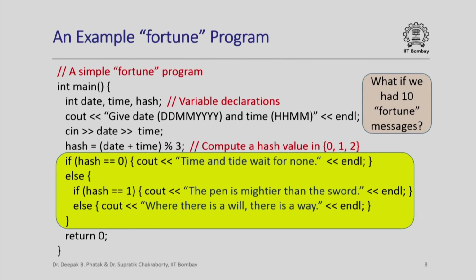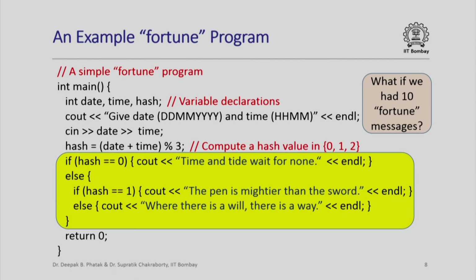Now in C++, if I were to write the same program, but if I had 10 fortune messages to be printed out, then I would have a very deeply nested sequence of if else statements. The nesting depth would be 10. I would have to write one if else statement and then inside that another one, and then inside that another one, and I have to continue that nesting for up to a depth of 10.